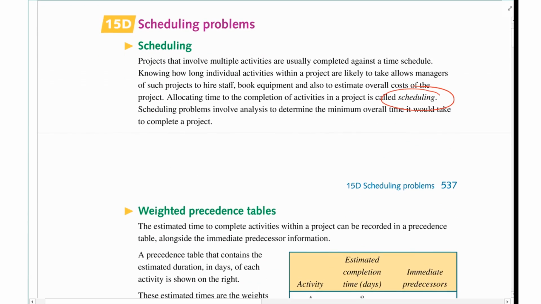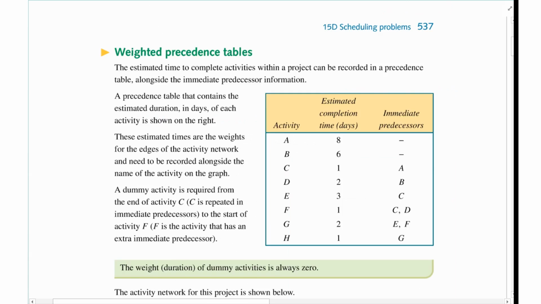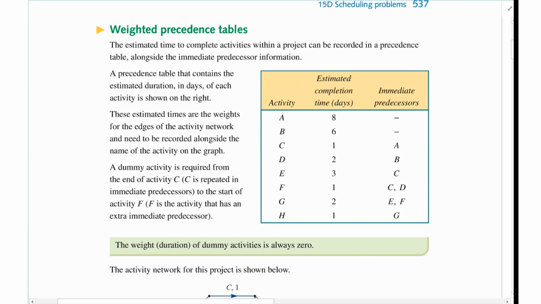So scheduling problems involve analysis to determine the minimum overall time it would take to complete a project. So how do I get from start to finish with all the different components that are going to be occurring? Okay, and so we're taking from our immediate predecessor part, which is our immediate predecessor stuff that we've done previously in one of the other videos. What we've got here is the estimated time. So this is where we're saying for activity A, it's going to take this time, etc.